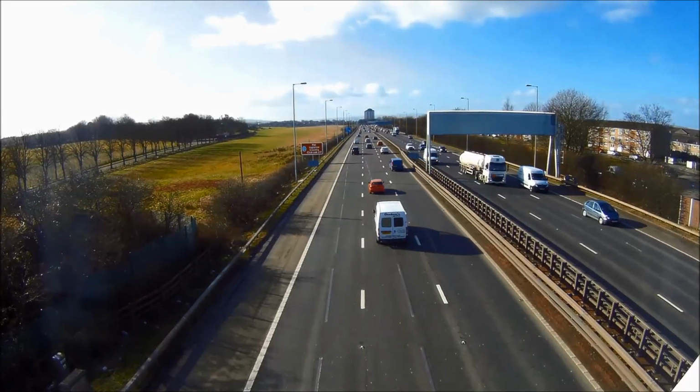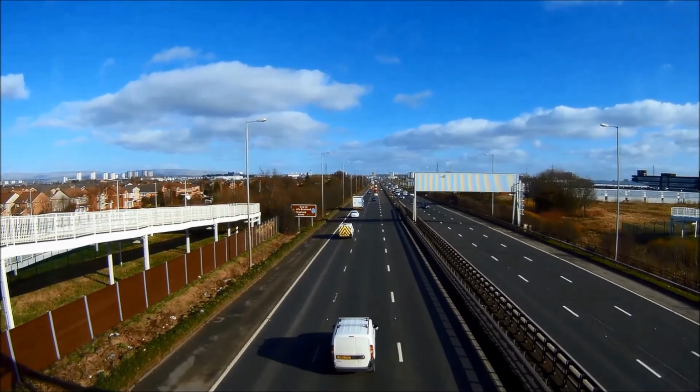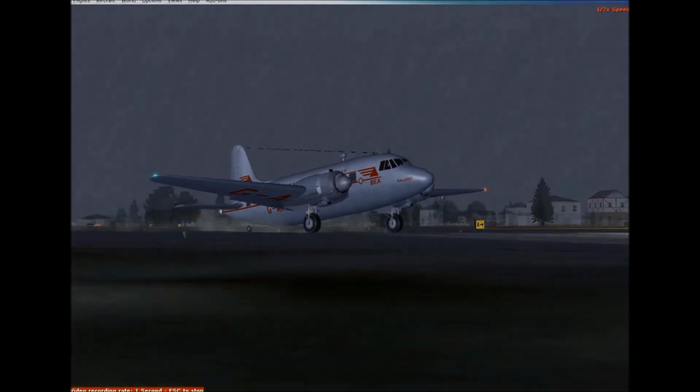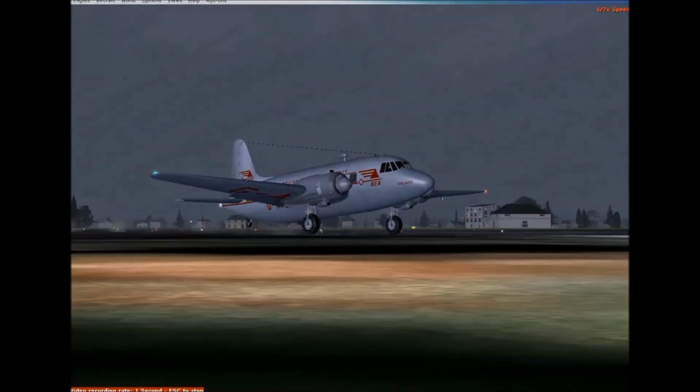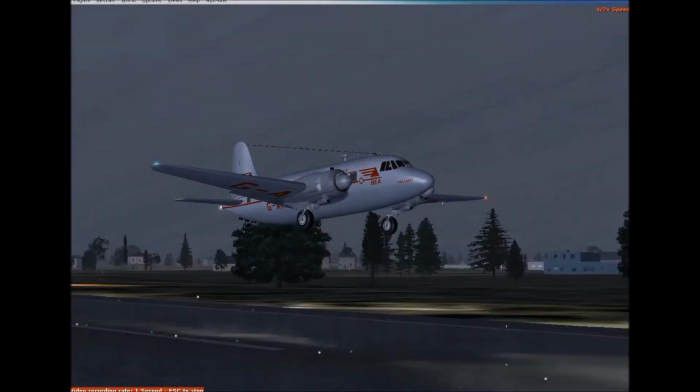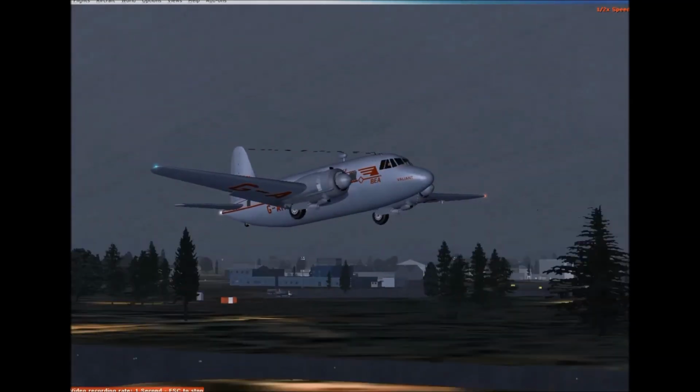Another one was Renfrew Airport, which is now a part of the M8. So we go back to 1948, we take off from Northolt in a Vickers Viking. The aeroplane takes off from Northolt, bound for Renfrew Airport, as it speeds along the ground.